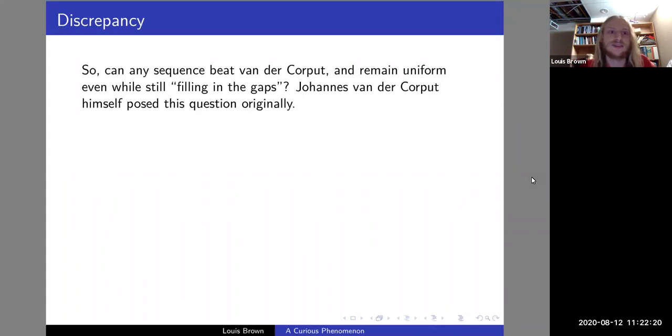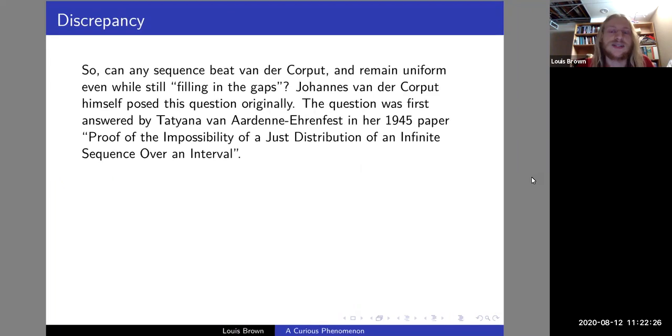And Johannes van der Corput himself was the first one to pose this question. Can anyone beat my sequence? And the question was first answered by Tatyana van Aardenne-Ehrenfest in her 1945 paper, Proof of the Impossibility of a Just Distribution of an Infinite Sequence over an Interval. And if it's not clear from the title of the paper, the answer is no, it's not possible.